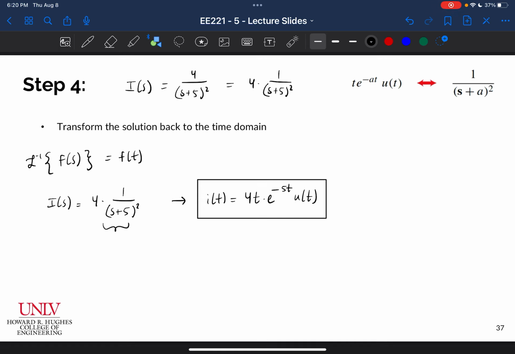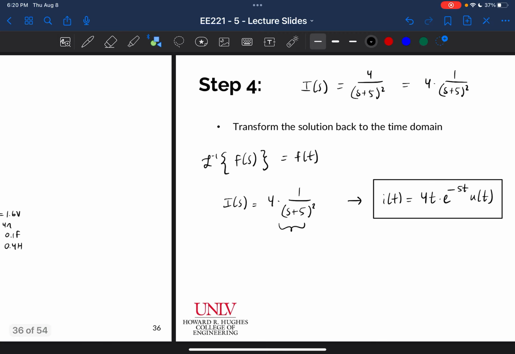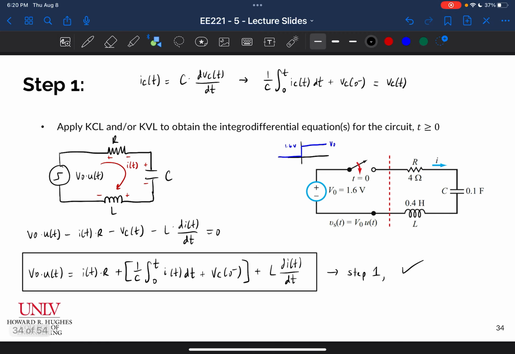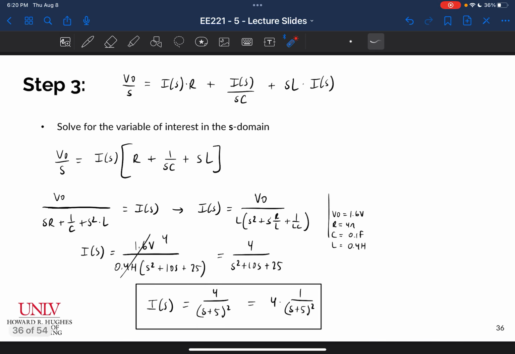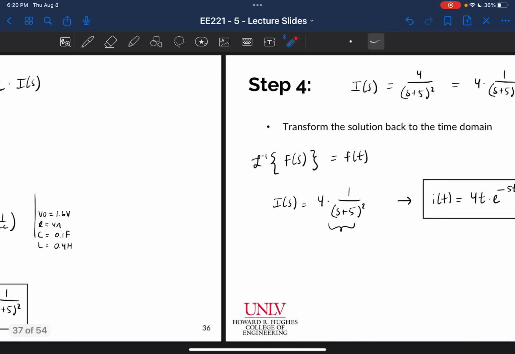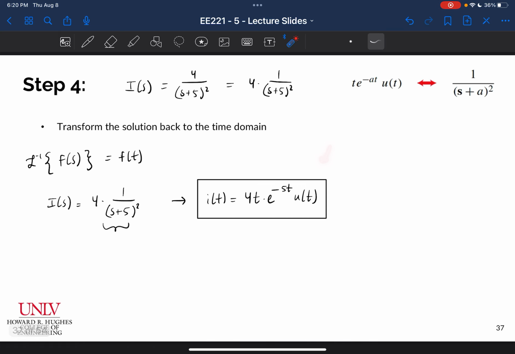So we basically solved this entire circuit without solving differential equations directly, because what we had to do was set up the differential equation, convert it into the s domain, solve it in the s domain, and then inverse Laplace transform to get us back to the time domain. And this is our time domain expression for the current in our original circuit, okay?